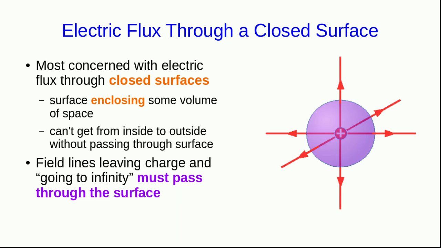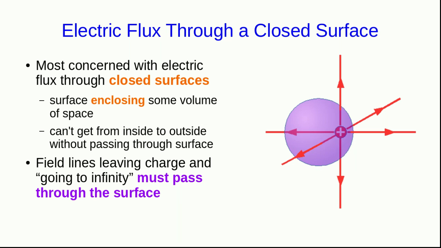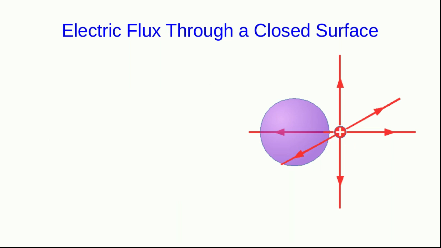And even if we displace the spherical surface over to one side, as long as the charge is still inside the surface, all of those field lines must still pass through the surface. However, if we keep shifting the surface to the side, eventually the situation changes. Once the charge is no longer inside the surface, now there's only one field line that passes through the surface. But notice that it enters on one side of the surface, and it exits on the other side.